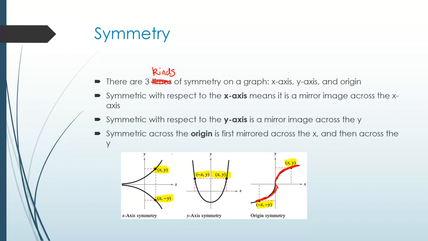Right, but so it's not a straight line. No. Actually, if you have a straight line that goes through the origin, that is also origin symmetry. Because say this was (1, 1), (-1, -1) is also on the graph. So a straight line could have origin symmetry. It all depends on what the graph looks like.